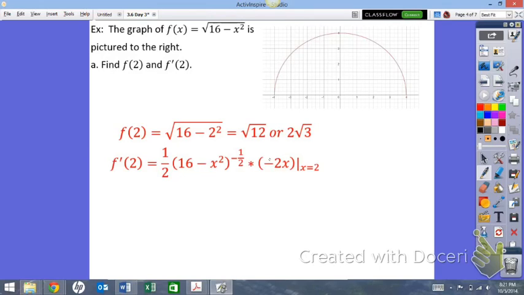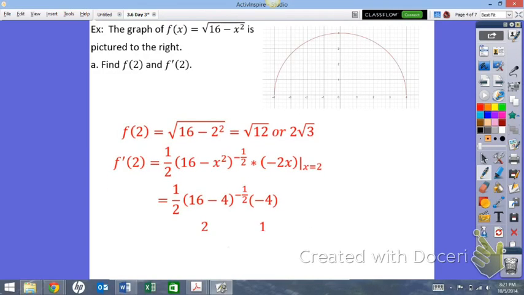So there's the derivative. I now want to evaluate this at 2, which means I'm going to plug in a 2. That'll be 1/2 times 16 minus 2 squared, which is 4, to the negative 1/2, times negative 2 times 2, which is negative 4. Okay, so if I simplify there, 1/2 times negative 4 is going to give me a negative 2 up top.